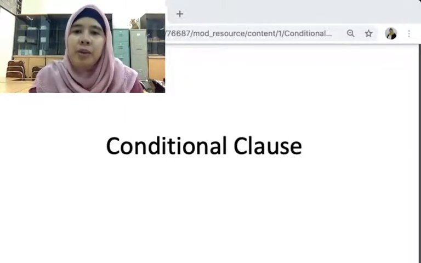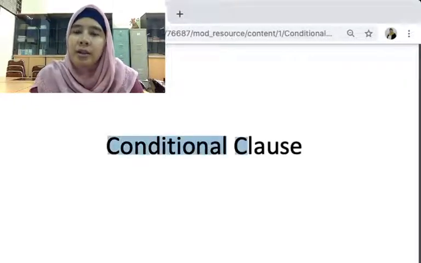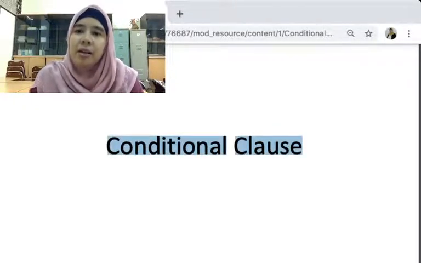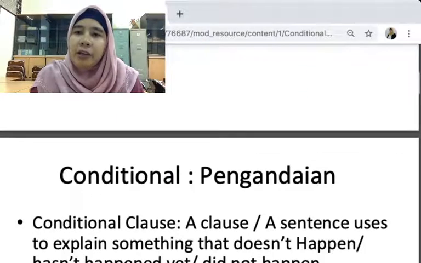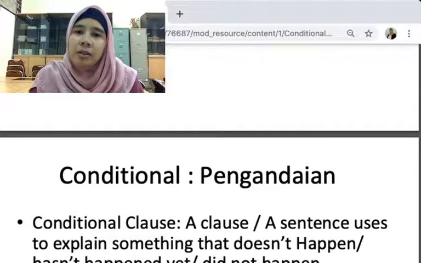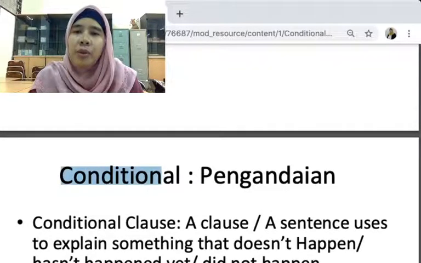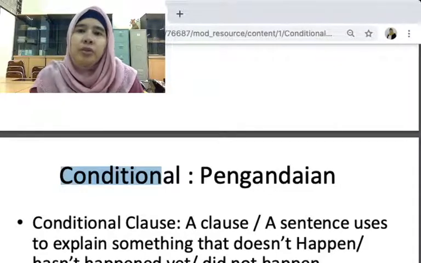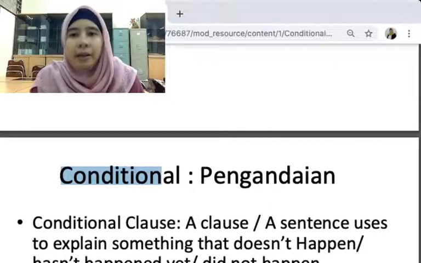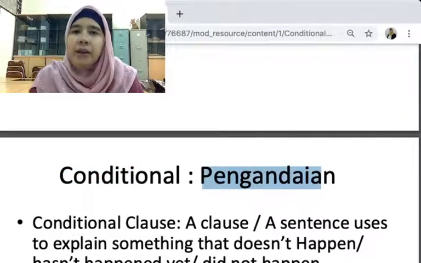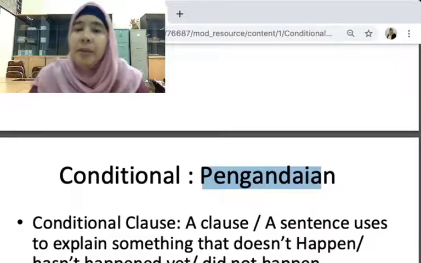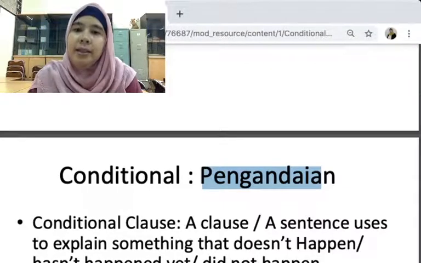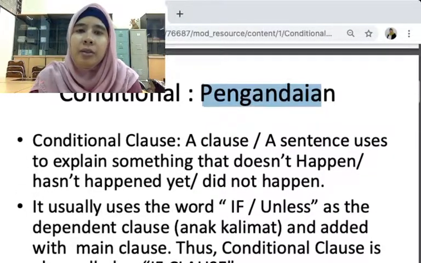Perhaps some of you are already familiar with the conditional clause, with this kind of materials. Let me remind you what a conditional clause is. The conditional clause is taken from the word condition. Kondisi. But if you want to literally translate it into Indonesian, it means pengandaian. Conditional means pengandaian, so conditional clause means klausa pengandaian. What is the meaning of the conditional clause in English?